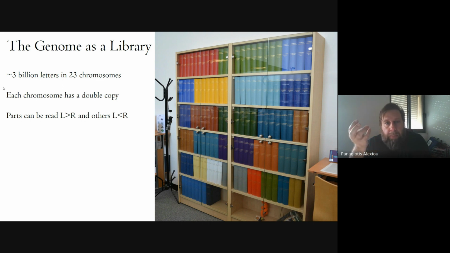Another interesting aspect of these books is that some parts of the books should be read left to right, and other parts should be read right to left. So there is essentially, if you think about it, about 6 billion letters, because it's in both orientations, that contain information that is sufficient to build a human, and keep a human being going through life.